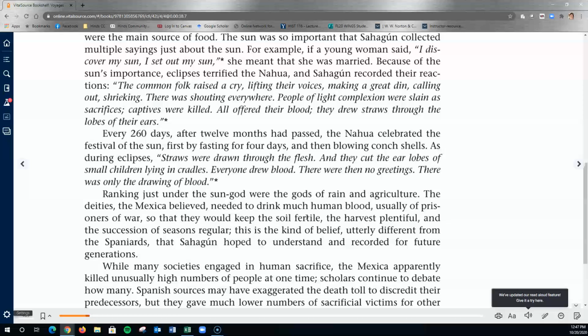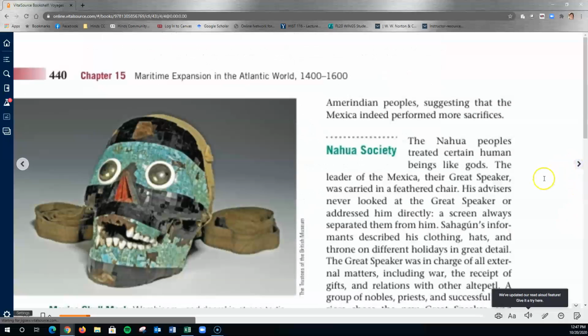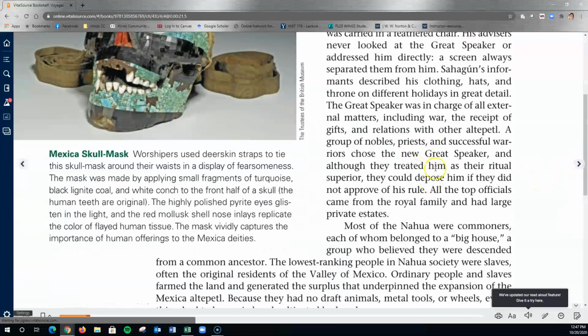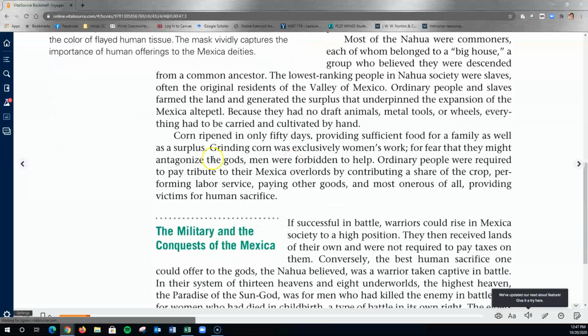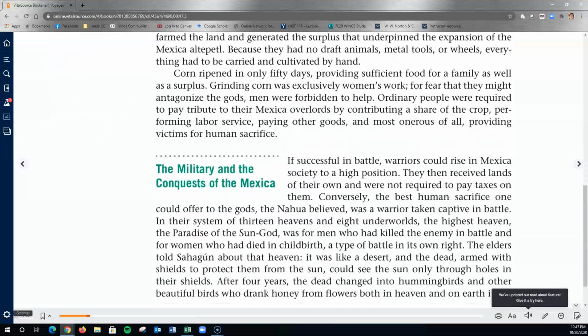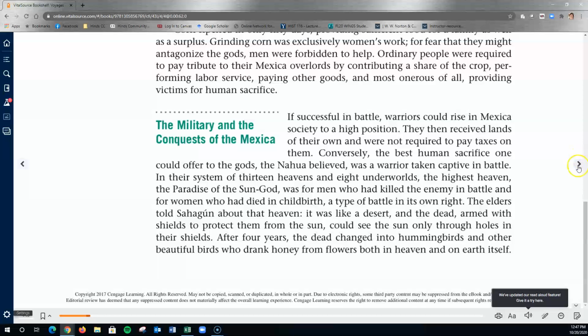You should also learn a little bit about their religion, their society, how their society was ordered, the importance of their crops, and how they used their military to conquer this whole area. So the text is trying to draw you a picture of how the Aztecs became such a powerful society. Conquest, religion, and society all worked together to make the Aztecs very powerful.